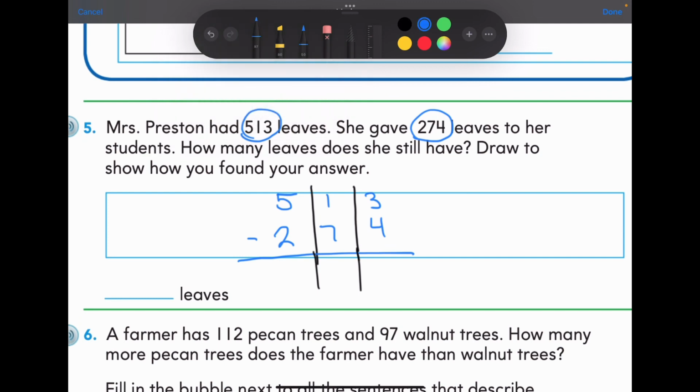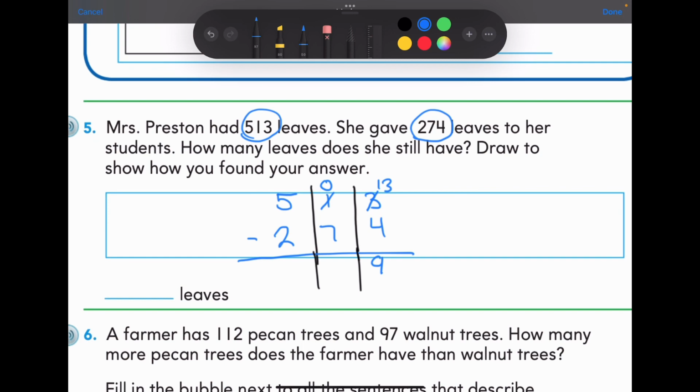Looking in the ones place, 3 minus 4, we can't do that. So we need to go over to our tens place, which becomes a 0. That 1 becomes a 0. But the 3 now becomes a 13. 13 minus 4 is 9.